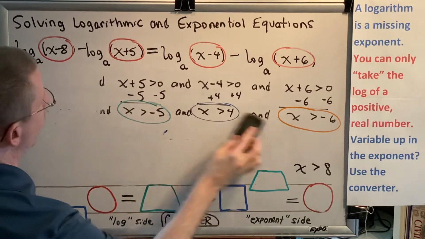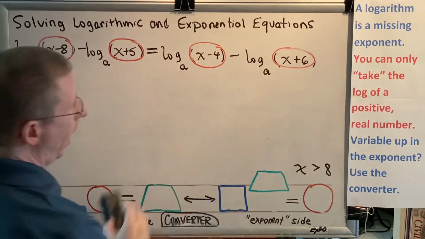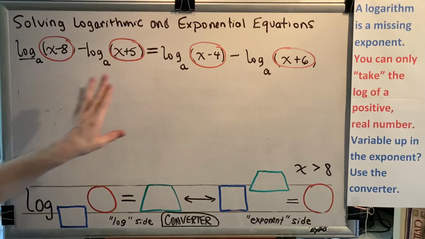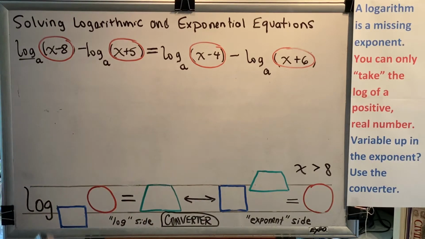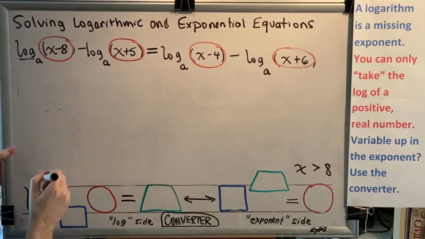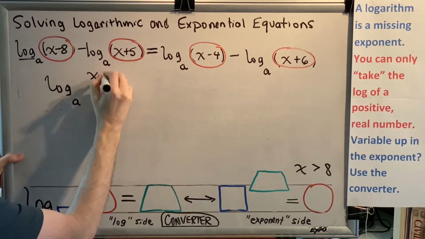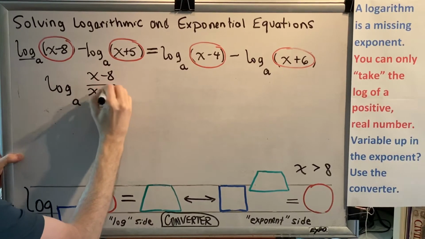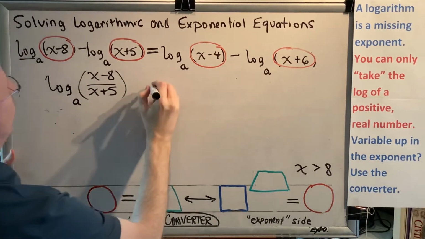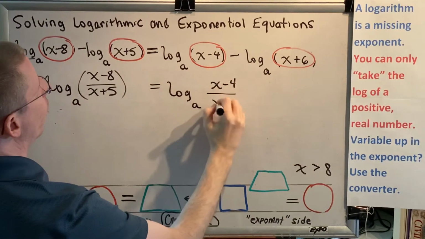Okay, so now that we have our domain, we're ready to now try to manipulate our equation so that we can get the variable x alone. We're going to begin by using Rule 7 once on the left and Rule 7 once on the right. When 2 logs with the same base and no number in front of them are being subtracted, Rule 7 says you can combine them into just 1 log by dividing your 2 log arguments. So on the left, we would have log base a of the fraction x minus 8 over x plus 5. Same idea on the right, we'll have log base a of the fraction x minus 4 over x plus 6.